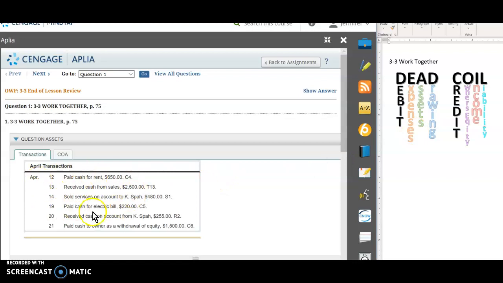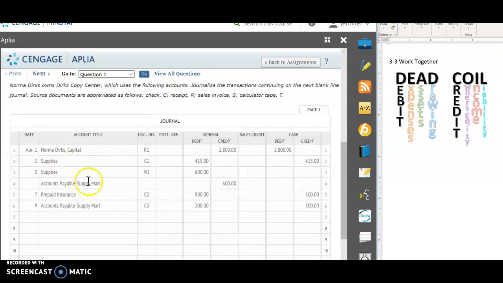All right, we've got our transactions here, and down below we've got a journal that we've already started filling in. Don't forget, you've got a special column for sales credit, and we have a special column for cash debit and cash credit. If the accounts you're using are not sales credit or cash debit, cash credit, then it all goes in the general column. Remember, you will not write the word sales or cash when you're writing down your account titles because they're already written on the journal, so you will not write them again.